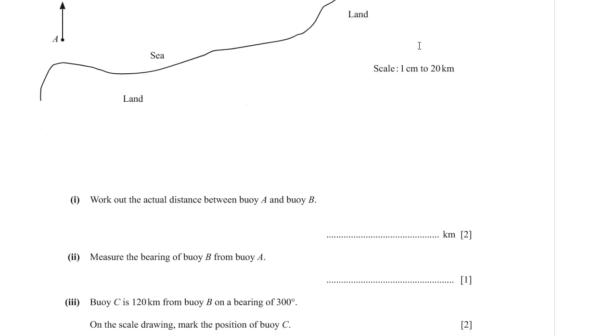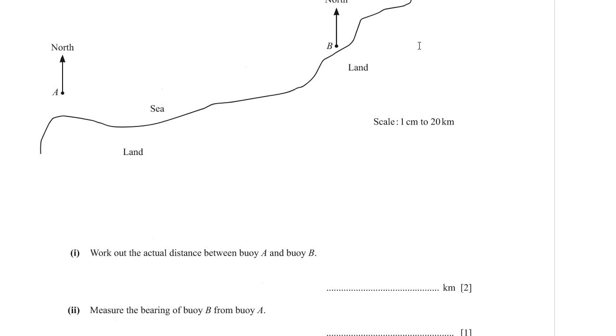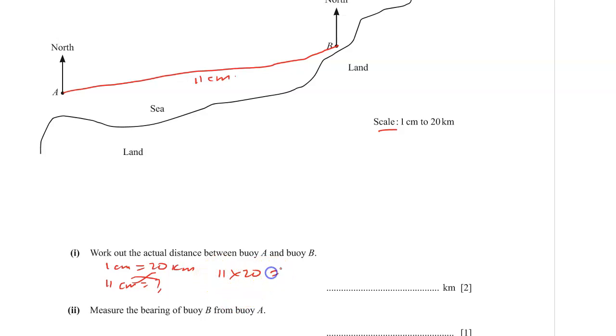Work out the actual distance between buoy A and buoy B. This is to scale, so you use your ruler to measure the distance from A to B. You find it is 11 centimeters. 1 centimeter is 20 kilometers, so 11 centimeters will be how much? Cross multiply. 11 times 20 gives us 220 kilometers.